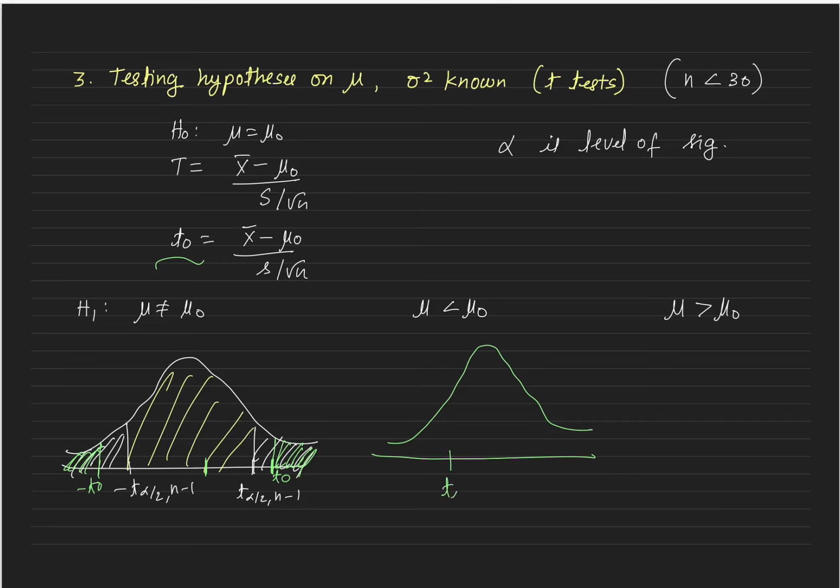the critical value is T alpha comma n minus 1. This is the critical region, the rest is the acceptance region. When mu is greater than mu naught, the critical value is T alpha comma n minus 1. This is the rejection region, and this is the acceptance region. That is, if T naught lies here, we reject the null hypothesis. If T naught is somewhere here, we don't reject the null hypothesis. Similarly here, if T naught lies here, we reject the null hypothesis; if it lies somewhere here, we don't reject it.